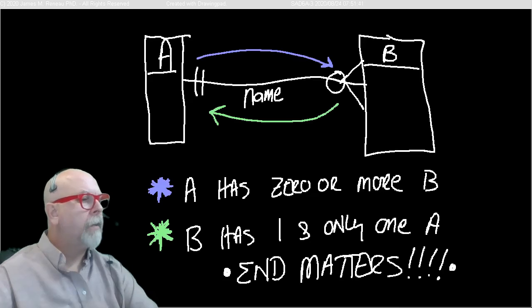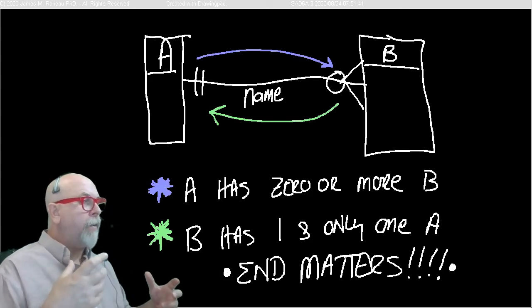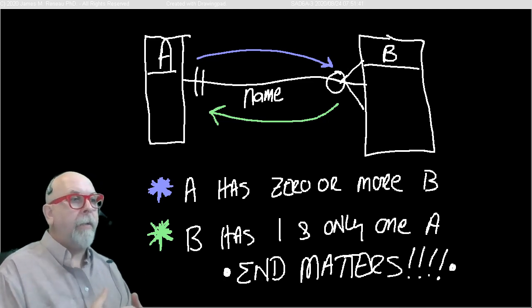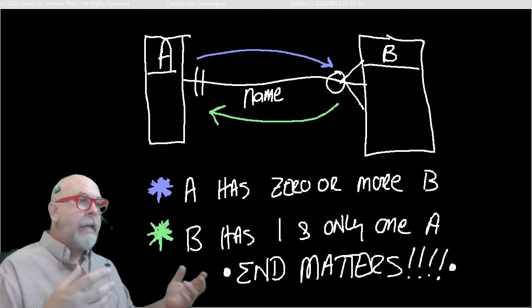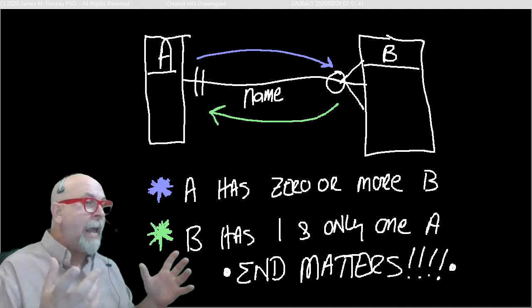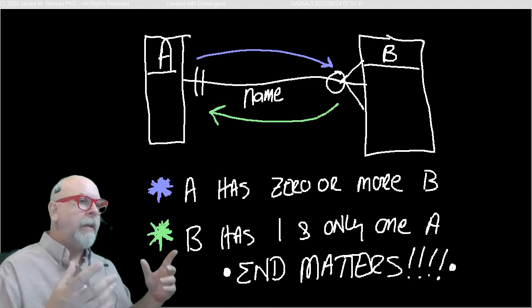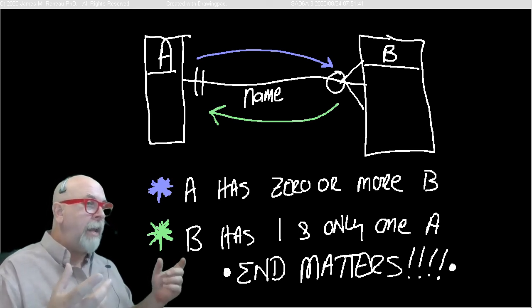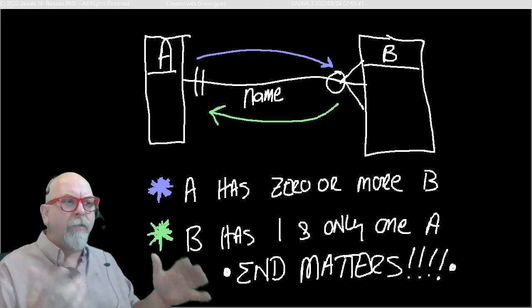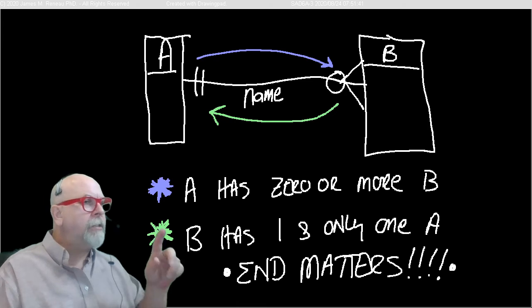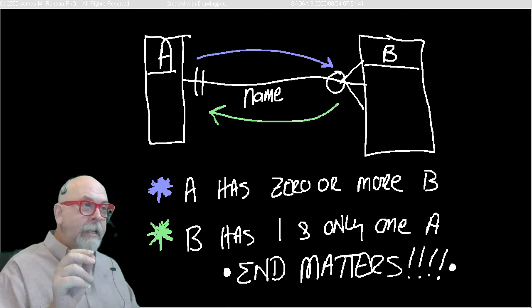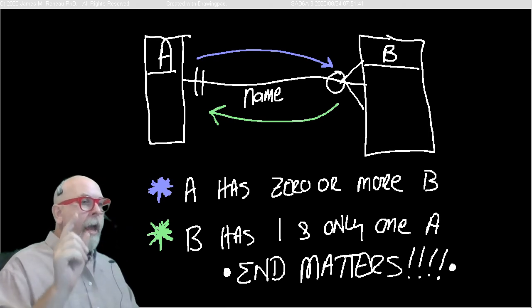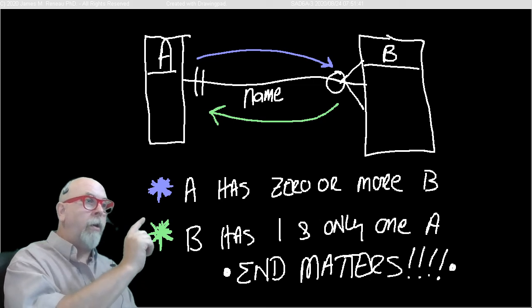So here I draw a very, very simple entity relationship diagram. Basically, I have two entities, an entity called A and an entity called B. A and B have a relationship, and often we'll put a name on the relationship, so that it makes it easier for us to see what the relationship is. And you can see the crow's feet on the ends. Now, to read the diagram, you start at the entity. A has 0 or more B's.